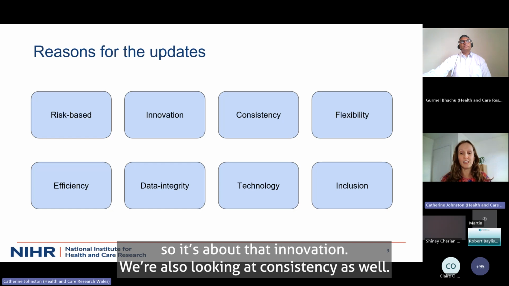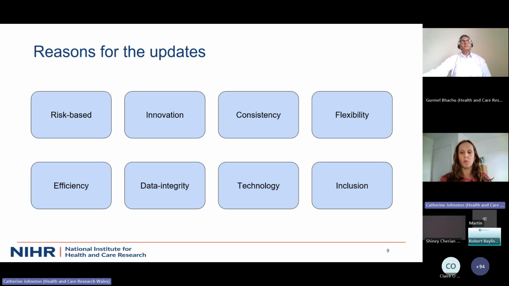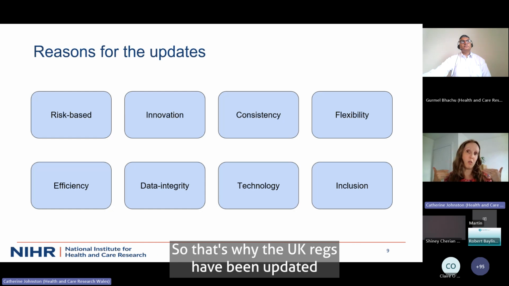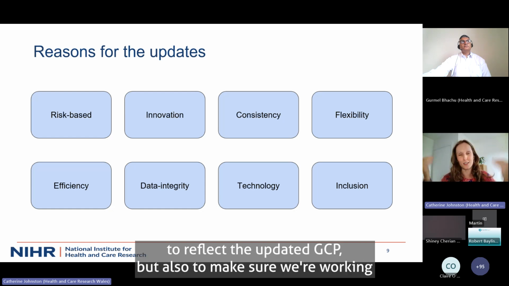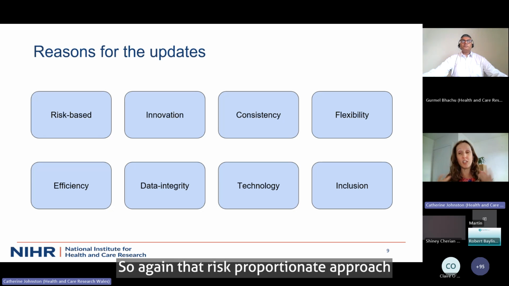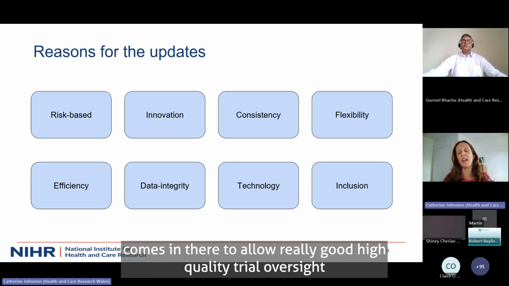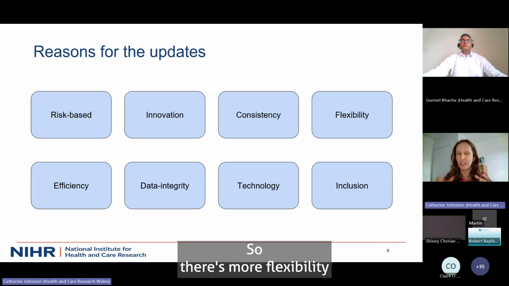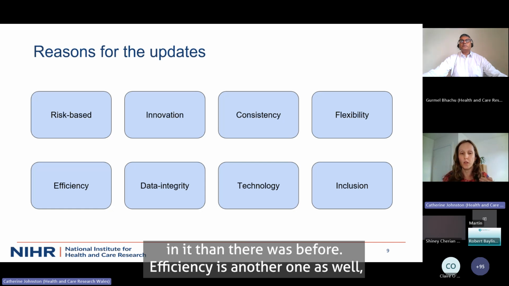We're also looking at consistency as well. So aligning our UK regulations with the global standards. So that's why the UK regs have been updated to reflect the updated GCP, but also to make sure we're working to that higher standard globally. We've mentioned flexibility. So again, that risk proportionate approach comes in there to allow really good, high quality trial oversight that is proportionate to how that study needs to be run. So there's more flexibility in it than there was before.